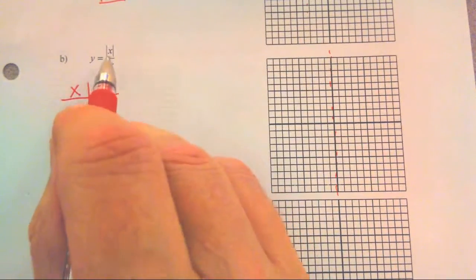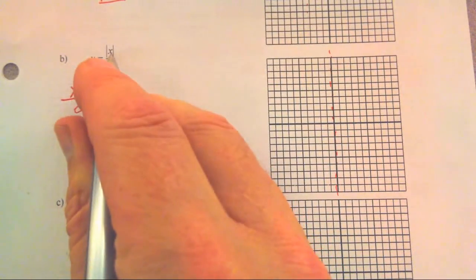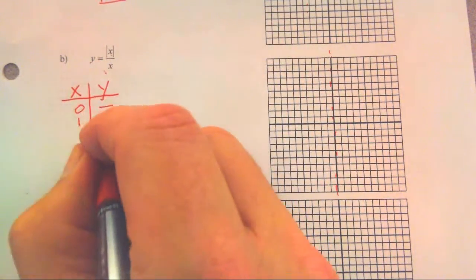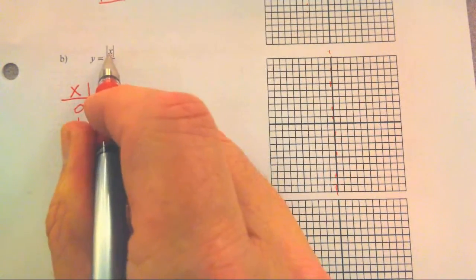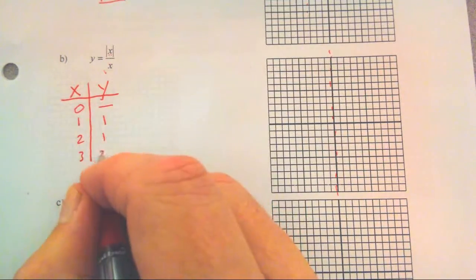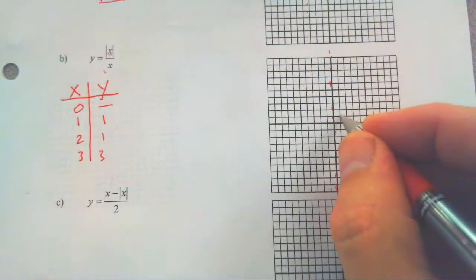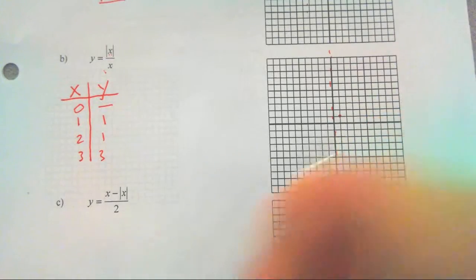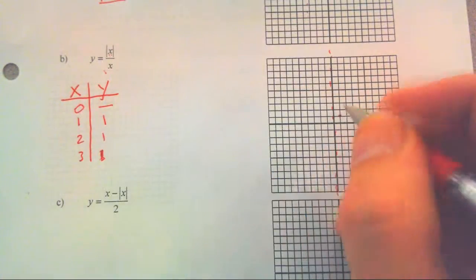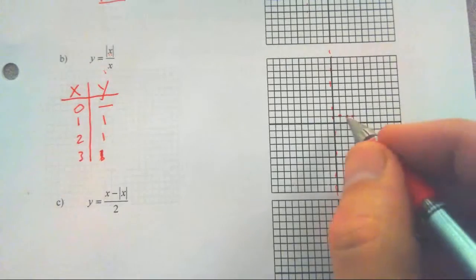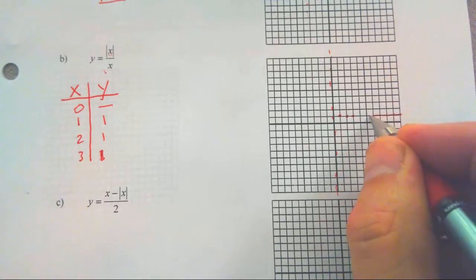Let's go to 1. Put in 1, get out 1 over 1. Put in 2. This just becomes 2 over 2. Put in 3. Doesn't take too long to figure. I put in anything to the right of 0, I get 1. Put in 1, get out 1. Sorry. Put in 2, get out 1. Put in 3, get out 1. So everything over here I believe is 1.